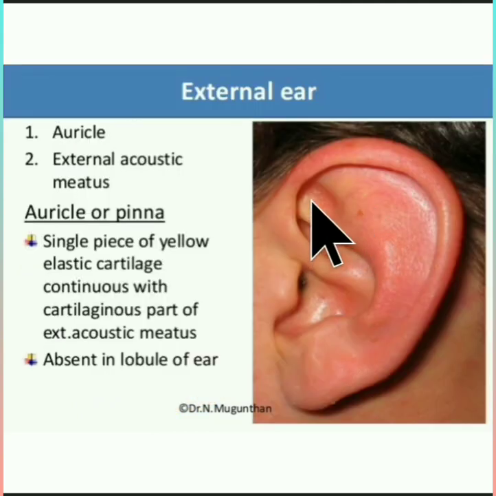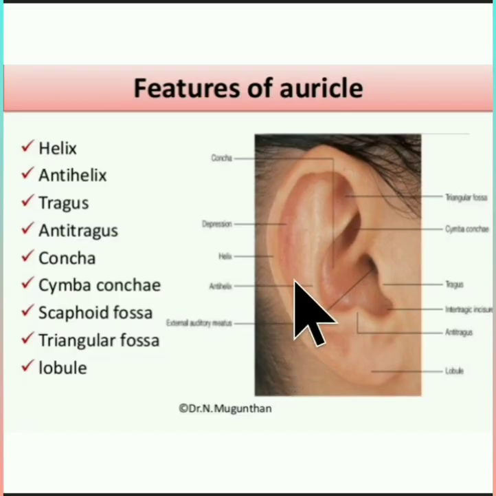It consists of the auricle and the external acoustic meatus. The auricle, which is also called the pinna, is a single piece of yellowish elastic cartilage continuous with the cartilaginous part of the external acoustic meatus, and it is absent in the lobule of the ear. Features of auricle.